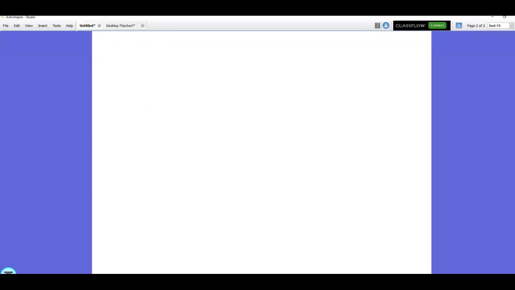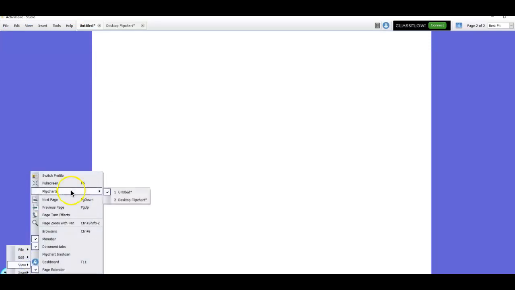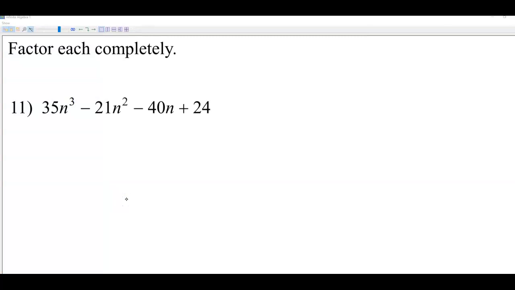Okay. So we will call this example 1 for today, and we'll title it Factoring Polynomials with Four Terms.